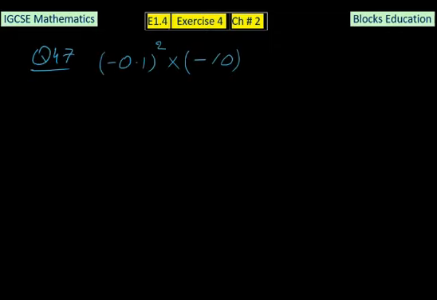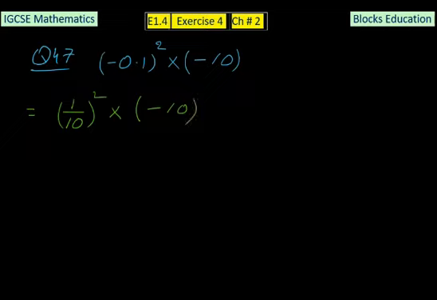In question number 47, it says minus 0.1 whole square multiplied by minus 10. So let's solve it out. We know that a minus number with an even power gives a plus answer. Further, we can write 0.1 as 1 over 10. So we can write 1 over 10 whole square. It's the same thing, because minus can change into a plus anyway. So you can write this as it is and leave the remaining term as it is. We'll solve it a bit later on.